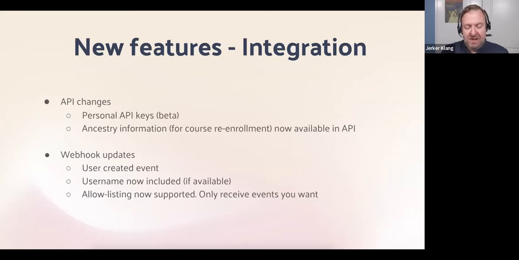So we now have personal API keys, and that means that you can generate an API key for a specific user in the system, and that key then only gets access to what that user has access to. So that connects to the permission system that we have, so you can do very fine-grained permission control for those API keys. So if you want to let in a third party that shouldn't have access to everything, you can control this in great detail with these personal API keys.